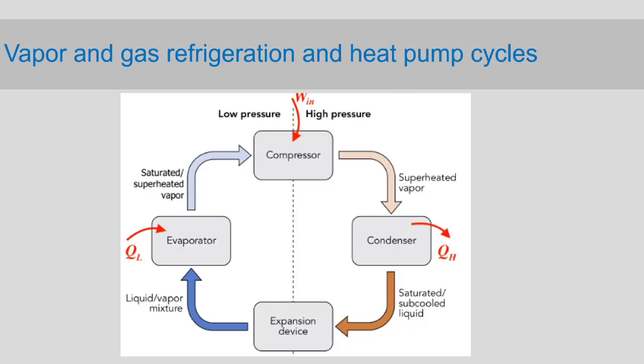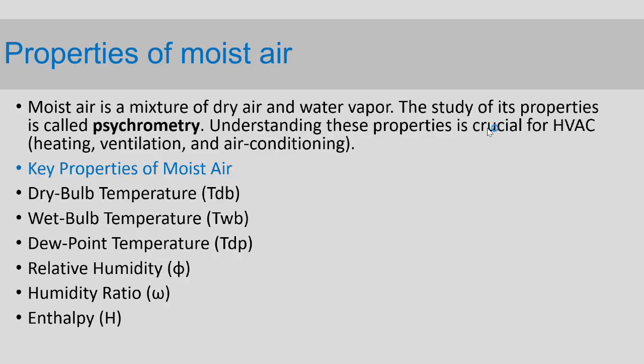Vapor and gas refrigeration and heat pump cycles are here: compressor, condenser, expansion device and evaporator. This is the cycle of heat pump. Next, properties of moist air. So moist air is a mixture of dry air and water vapor. So the study of its properties is called psychrometry. So key properties of moist air are dry bulb temperature, wet bulb temperature, dew point temperature, relative humidity, humidity ratio, enthalpy.